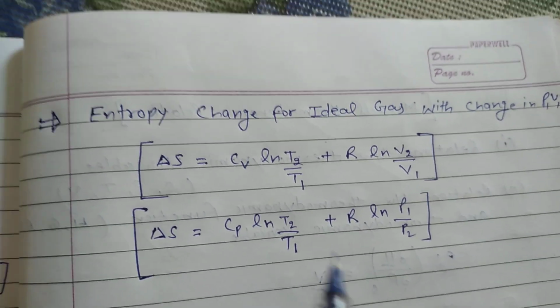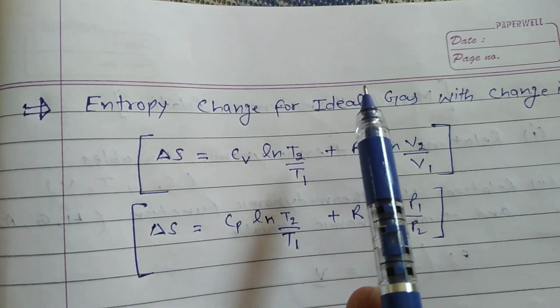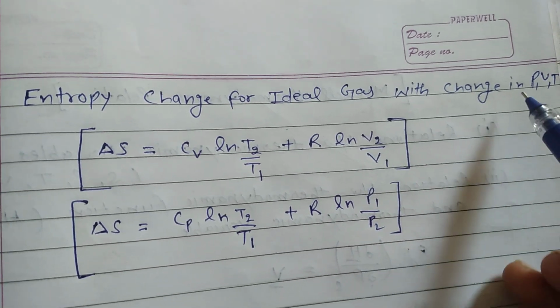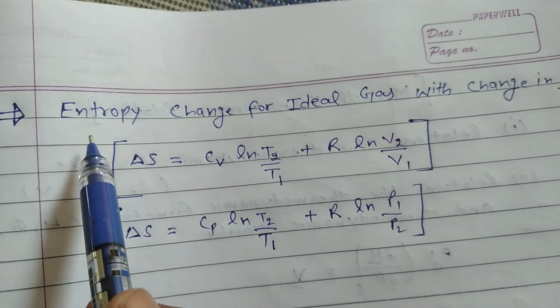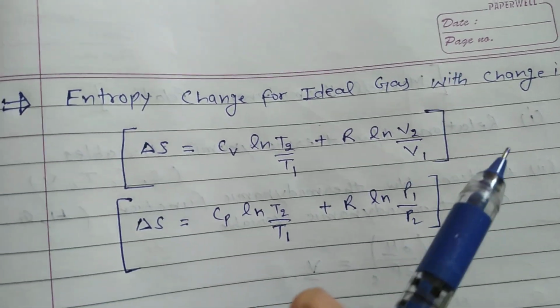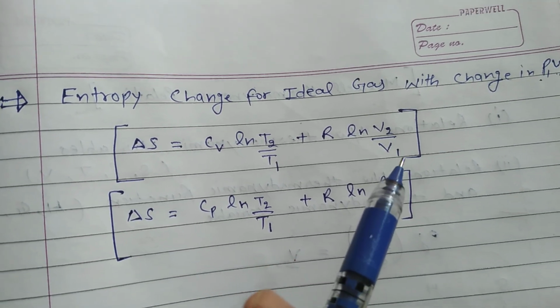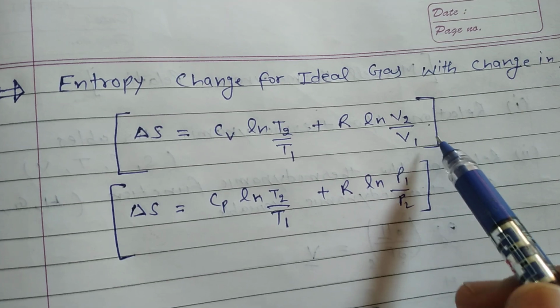We will learn all these things. And first we will learn how entropy is going to change for an ideal gas by changing different parameters like pressure, volume and temperature. For that we have two expressions which are really important from the exam point of view, and we can solve many questions by using these two formulas only.